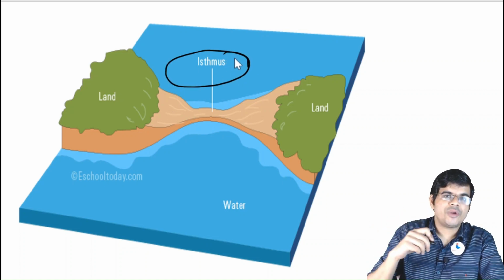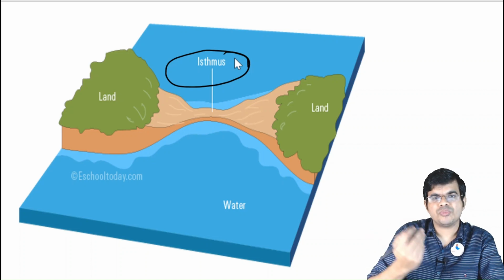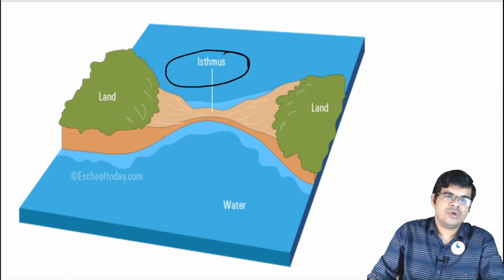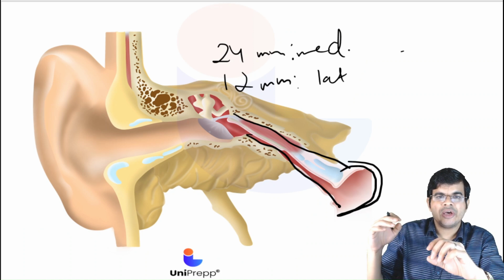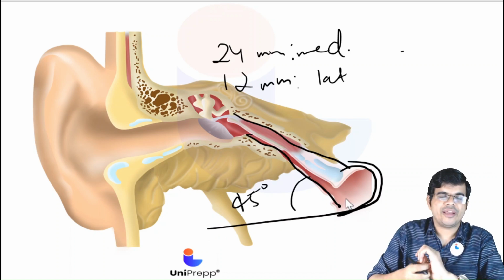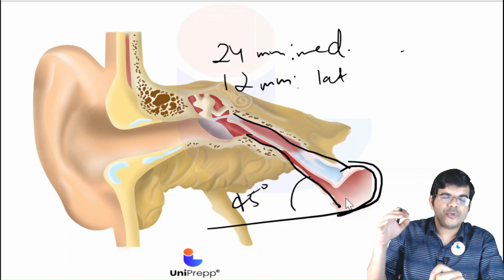Whereas in the case of external acoustic canal, even though there is a bony cartilaginous junction which is narrow, it is not the narrowest area. The narrowest area is seen 5 to 6 mm lateral to the tympanic membrane, and that is what is called the isthmus. So this is the eustachian tube, and it makes an angulation of 45 degree with the horizontal, and its main function is to ventilate the middle ear.